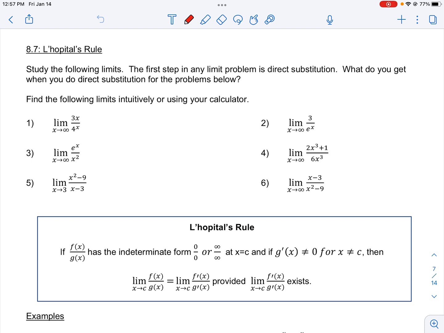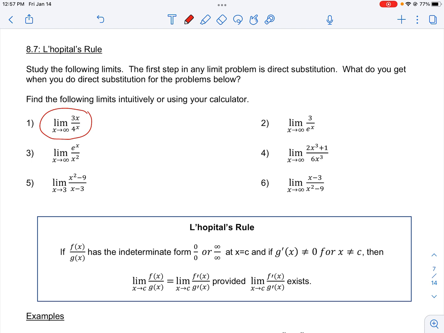So if you look at the first 6 problems on this page, all of these, if you try to do a direct substitution, end up with either 0 over 0 or infinity over infinity. So if you look at this first problem right here, if you just plug in infinity, 3 times infinity is infinity, 4 to the infinity is infinity. So this is going to be an indeterminate form.